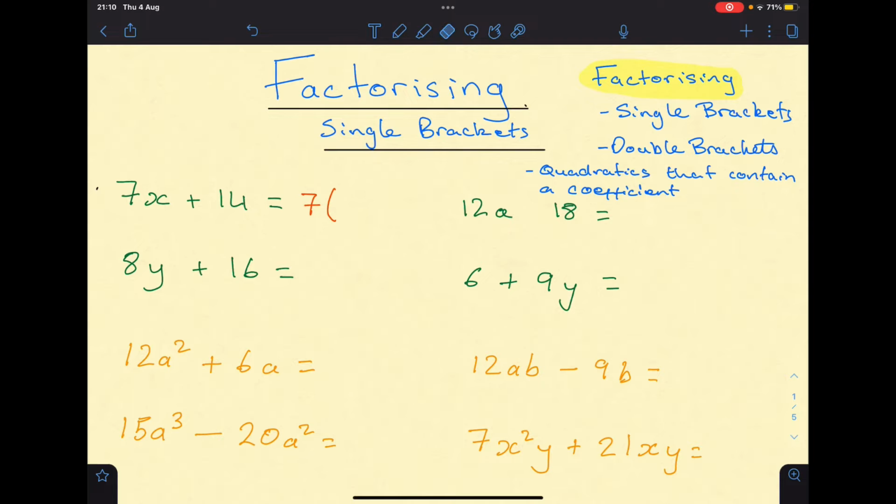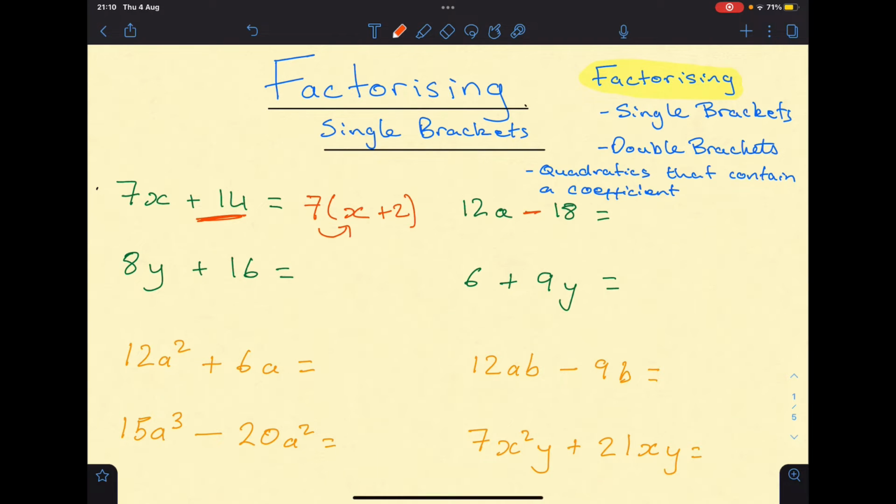And then inside your bracket, you say to yourself, what can I multiply 7 by to get 7x? So 7 multiplied by x gives me 7x. And then I say to myself, what do I multiply 7 by to get 14? And that is positive 2. Okay, let's look at another one.